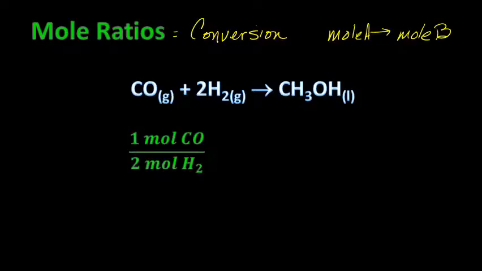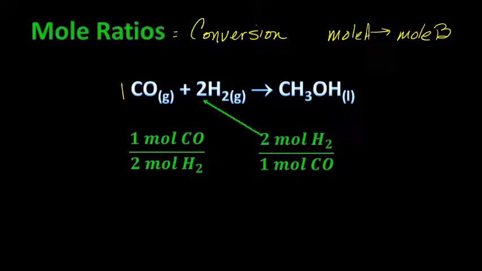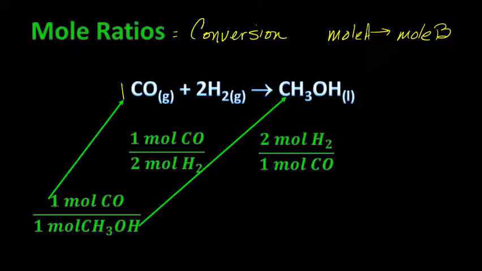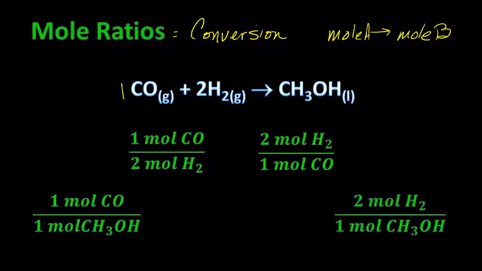So in this problem, I can say that for every 1 mole of carbon monoxide, because there's a 1 right there, I happen to have 2 moles of hydrogen. I can also say that for every 2 moles of hydrogen, I have 1 mole of carbon monoxide. These are conversion factors. I could say for 1 mole of carbon monoxide, I have 1 mole of methanol. Or I could say for every 2 moles of hydrogen, you make 1 mole of methanol. All of these mole ratios are totally possible.